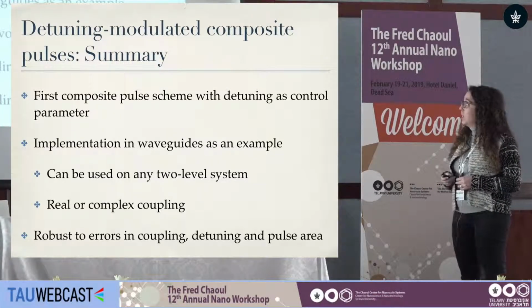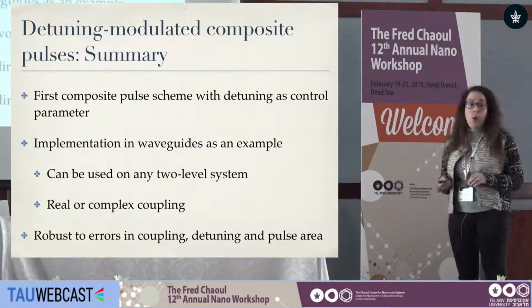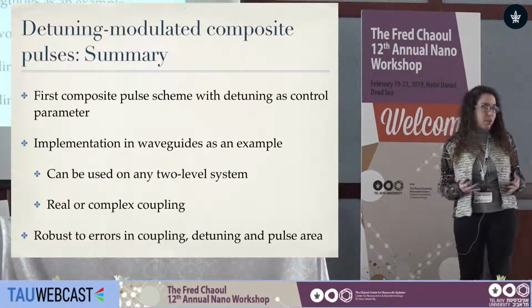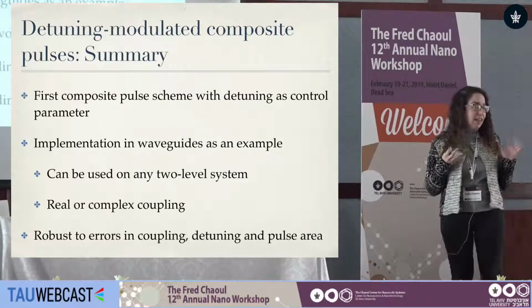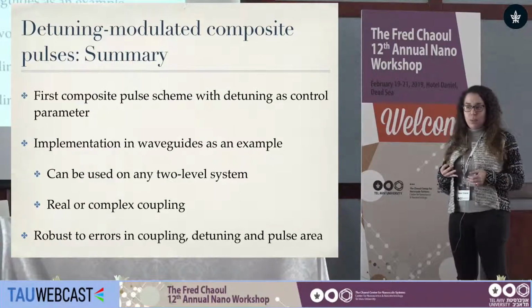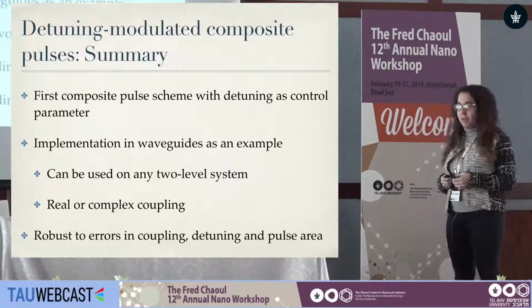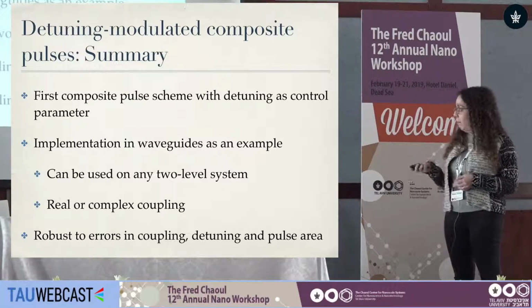I showed you an implementation in waveguides just as an example, but this can work on any 2-level system with either real or complex coupling. So obviously we developed this with real couplings in mind, but it can be used for anything. So if you have any ideas for a system that you would like to couple in a robust and efficient way, let me know. I'll be happy to hear. And it's robust to errors in coupling, detuning, and pulse area.